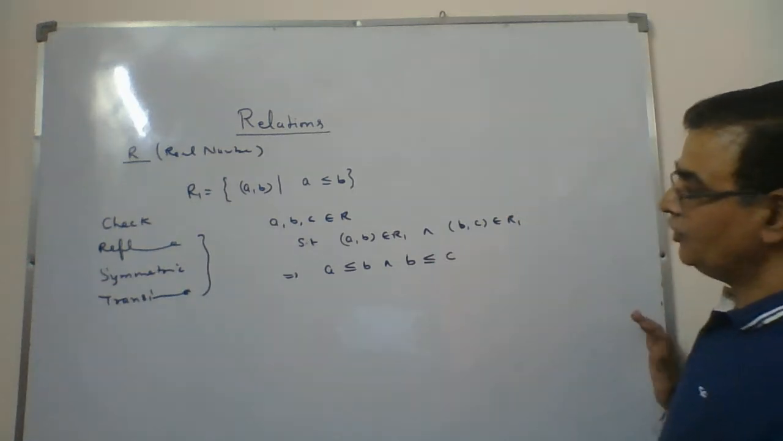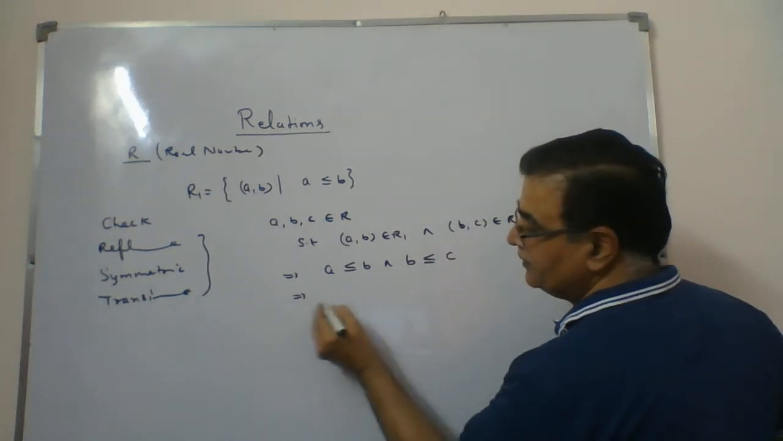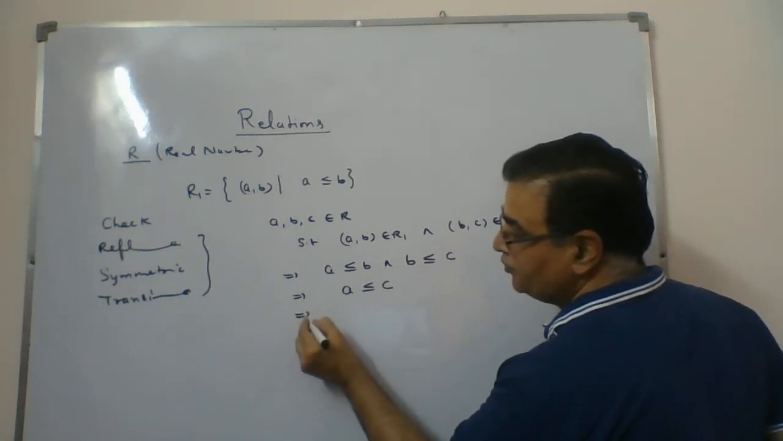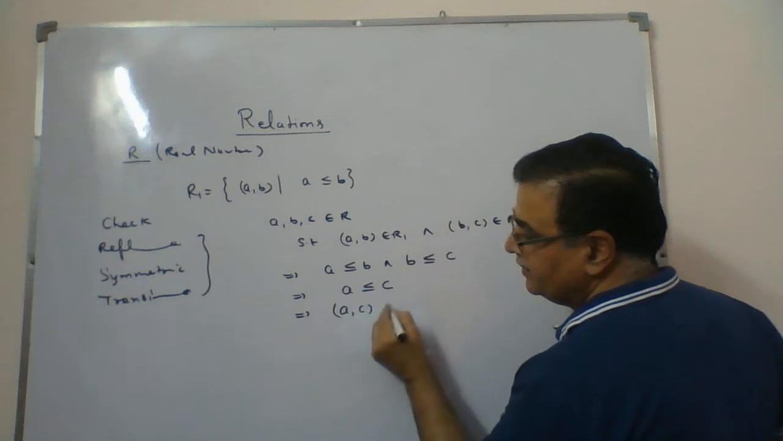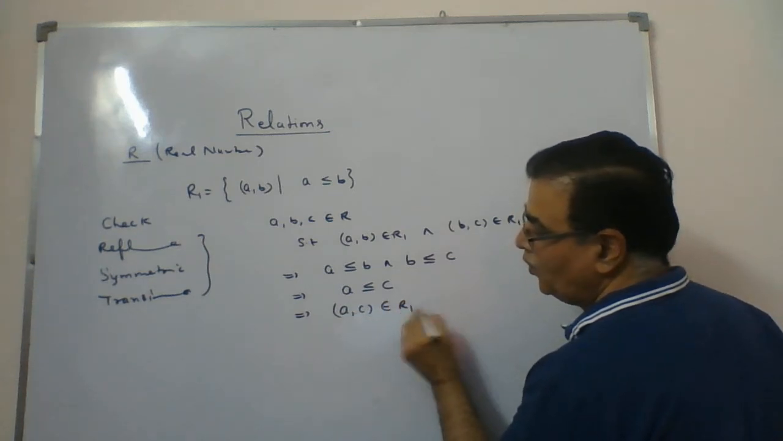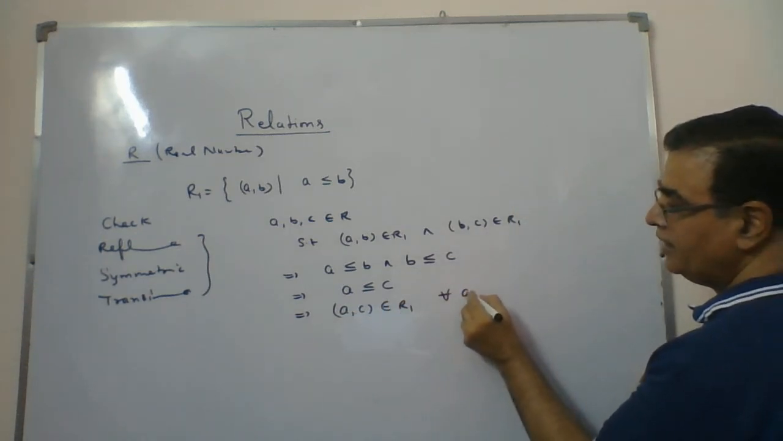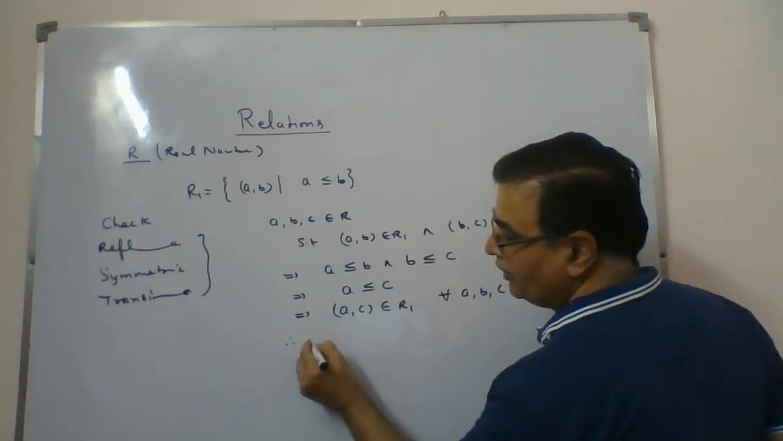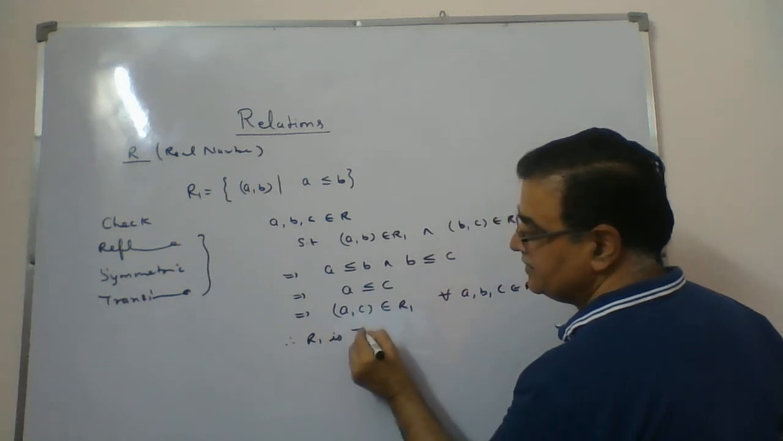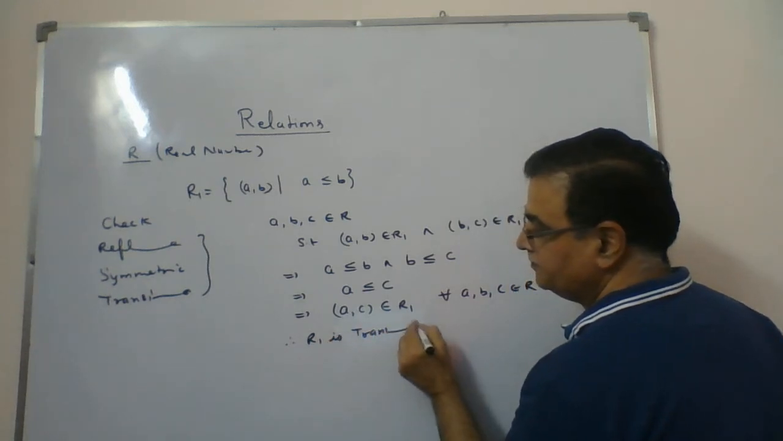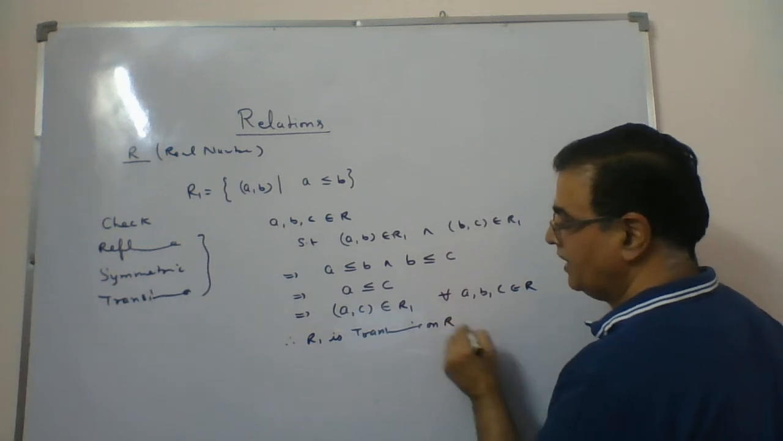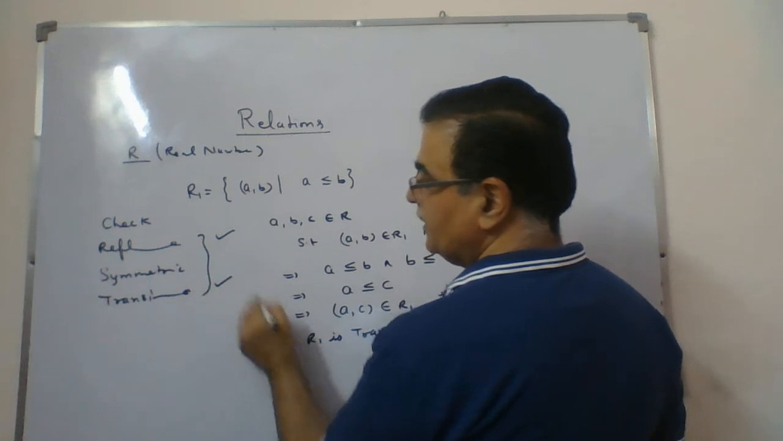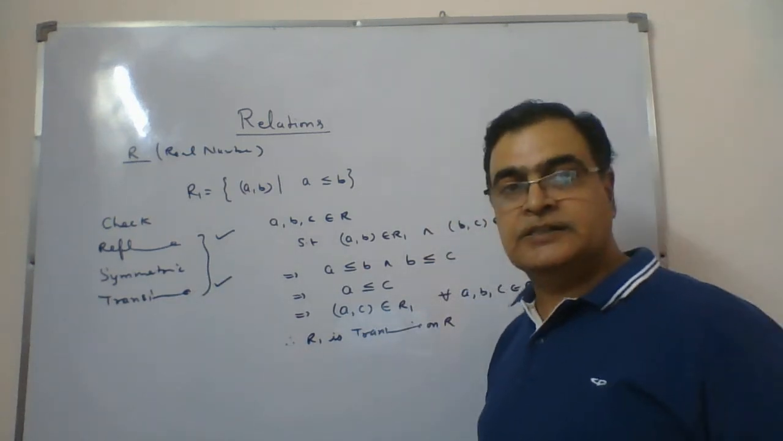And when A is less than or equal to B, and B is less than or equal to C, it clearly shows that A is less than or equal to C. And what does it mean? It shows (A, C) belongs to R1 for all A, B, C belonging to R. Therefore, R1 is transitive on R. So we should say this relation is reflexive, transitive, but not symmetric.